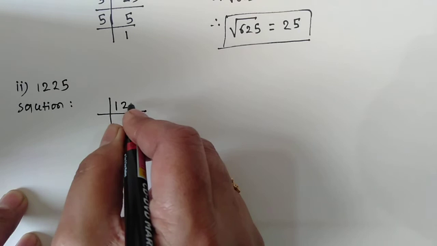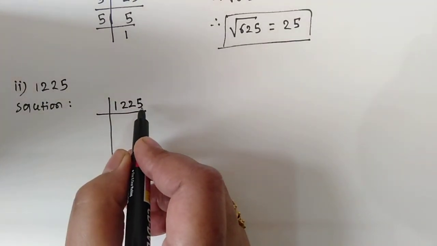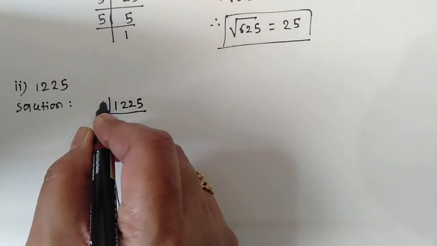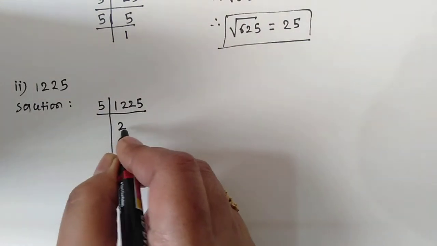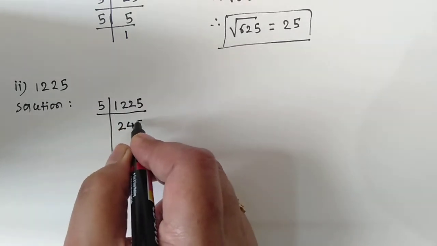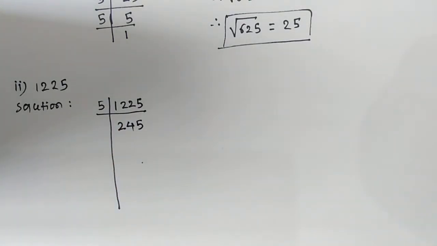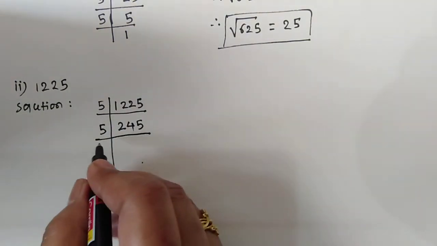Find out the factors of 1225. So again the last digit is 5, means it is completely divisible by 5. So 5 twos are 10, 5 fours are 20, 5 fives are 25. Again divide by 5.